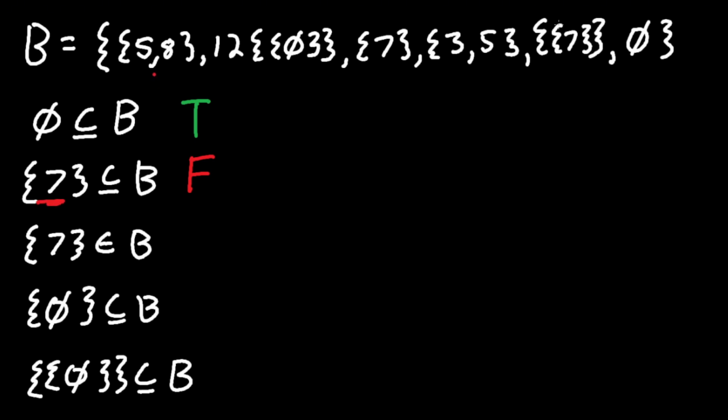Because the element 7 does not exist in set B just by itself. All right, what about this? Is the set 7 an element of B? We asked basically the same thing, but we just switched the subset symbol to an element of symbol. Is this true? It is.